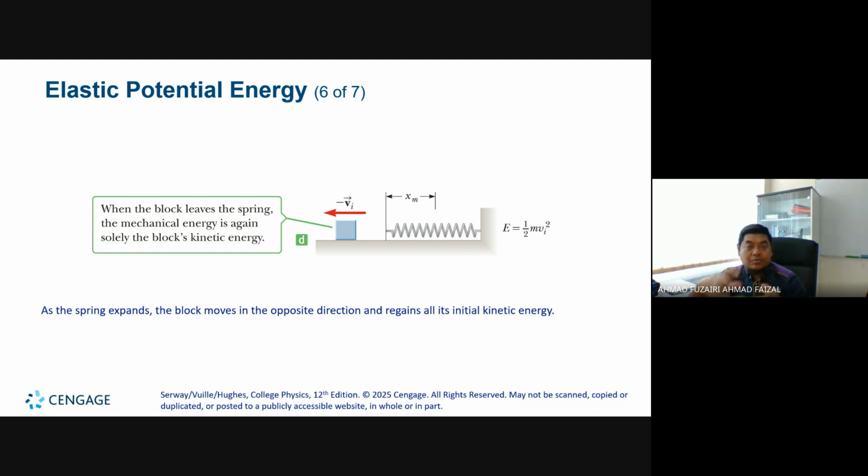So that is how you know the elastic potential energy comes from the total mechanical energy. The block has some kinetic energy and collides with the spring, and then all the kinetic energy is transformed into elastic potential energy. If the spring stretches back, it releases all the energy back into kinetic energy, because the block starts to move again.